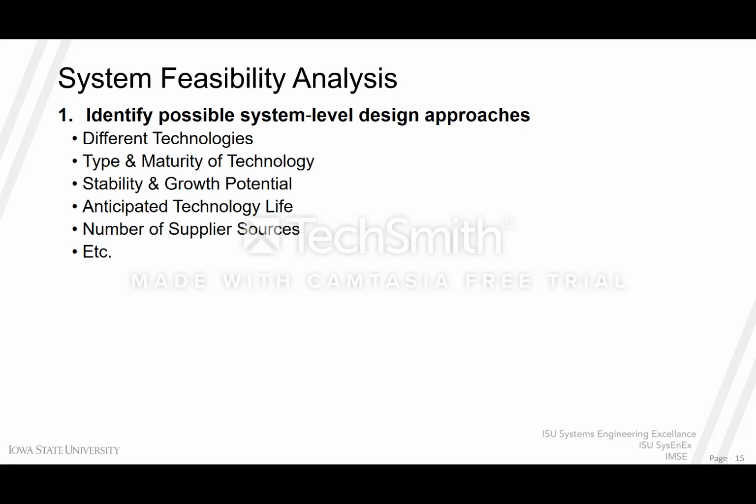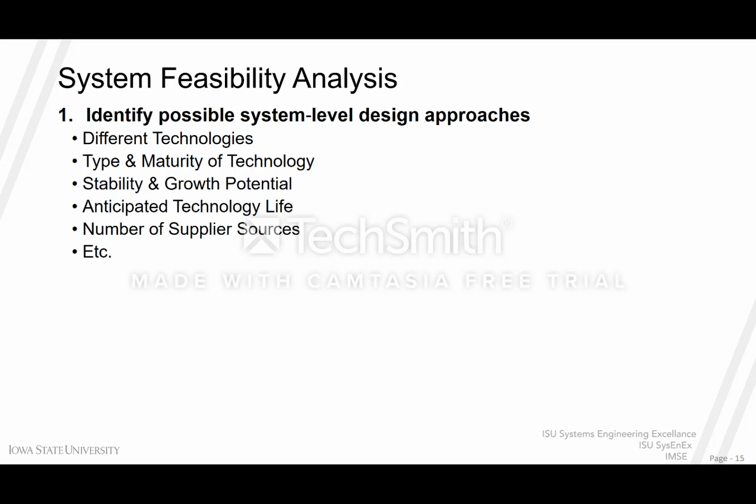So now consider the system feasibility analysis. When you start looking at system feasibility, you have to look at 3 steps. And the first step is to identify the possible system level design approaches. So this could be different technologies, maturity, type of technology, stability and growth potential, anticipated technology life, and then the number of supplier sources. So what are the potential options available? And of course, again, with feasibility, you're just analyzing, is this something that we can even do? Is this something that's even possible?